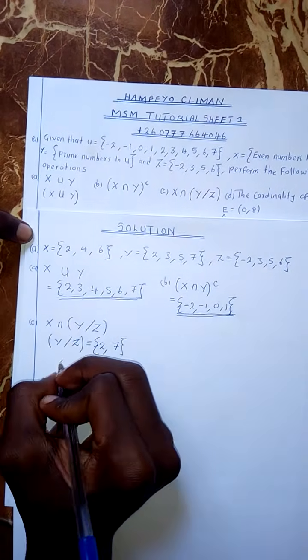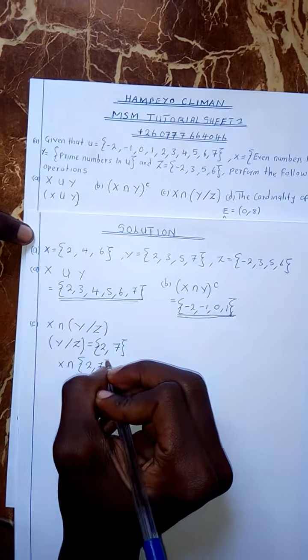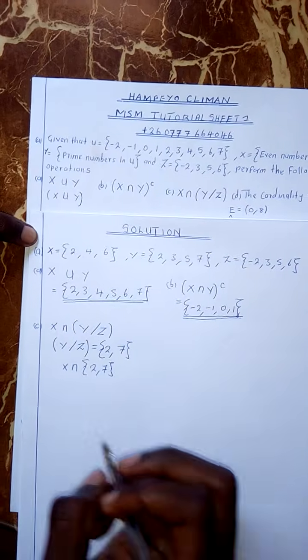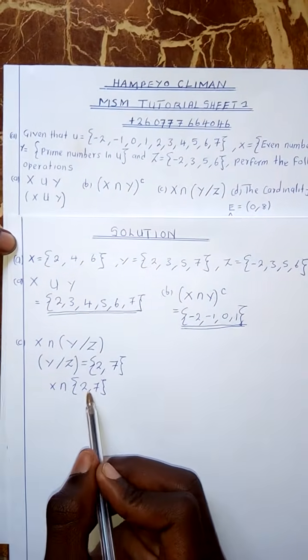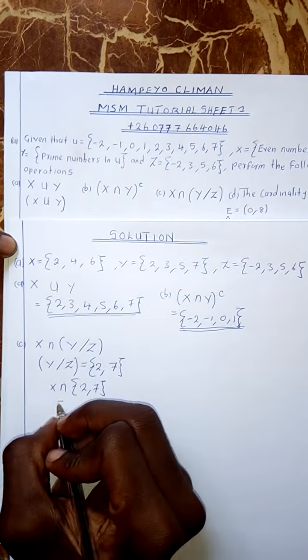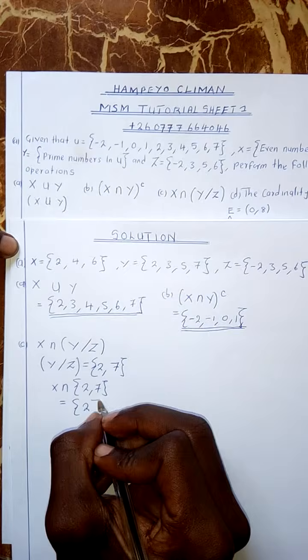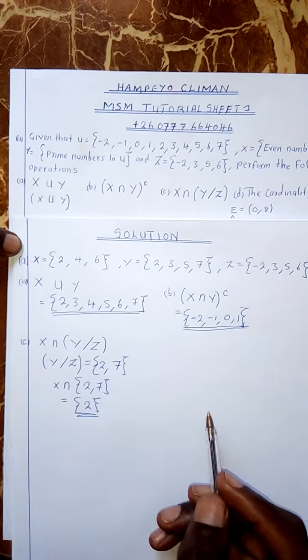So now they are saying X intersection this particular set. So what are the values in X and also in here? Which value is appearing? So we discover that we only have 2. Therefore, the answer is going to be 2, like this, for this particular question.